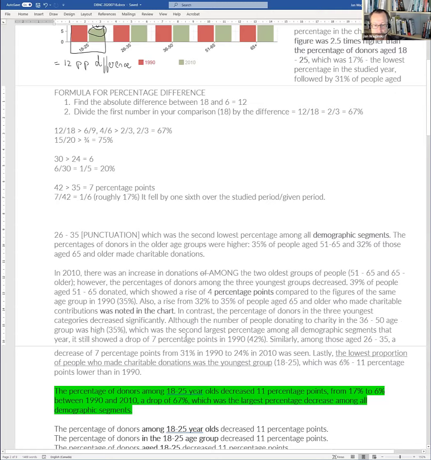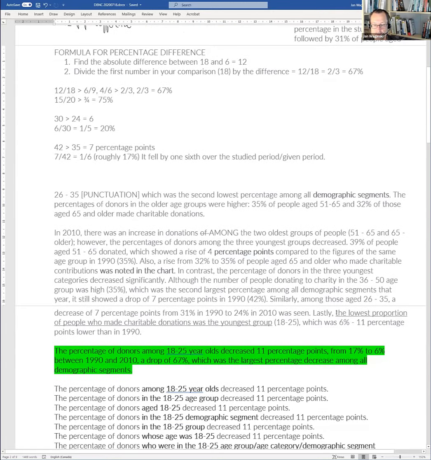Now, the next thing I want to get into is, in some of these cases, the language needs to be really precise. So this sentence here is a bit problematic. It says, the lowest proportion of people who made charitable donations was the youngest group. It's kind of awkward.